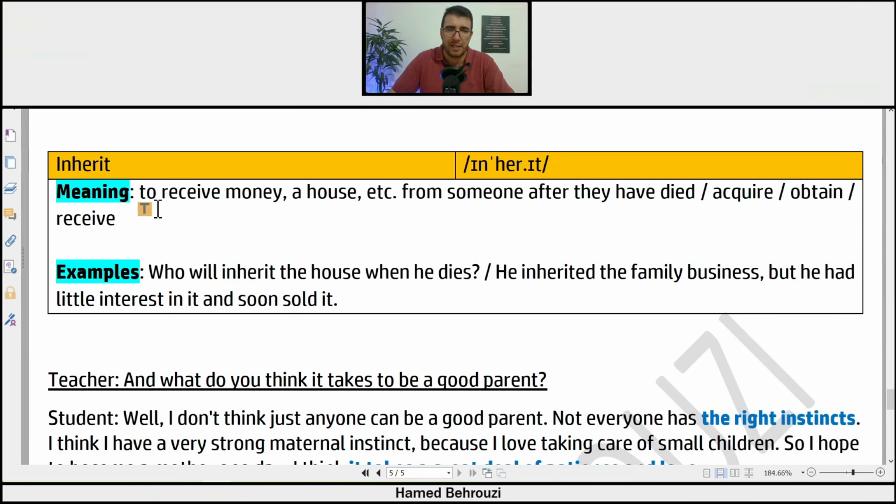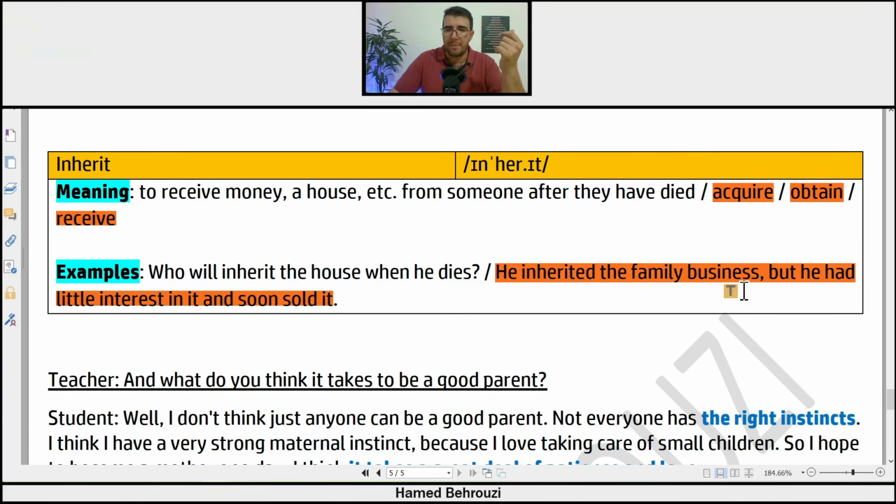It's the word related to families. Like somebody dies, like a father, mother, grandparents, and the children get all the money that the person has, like acquire, obtain, but in just a specific sense, or receive. This is the next one. Who will inherit the house when he dies? It's very simple. Who will get the house after the person dies?